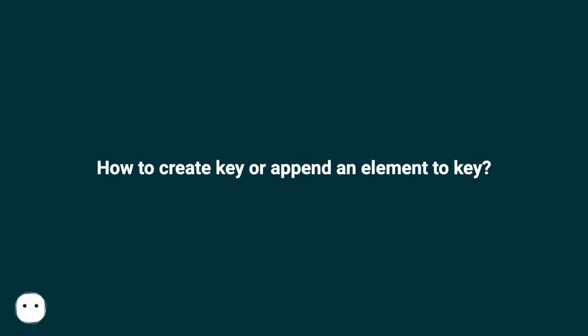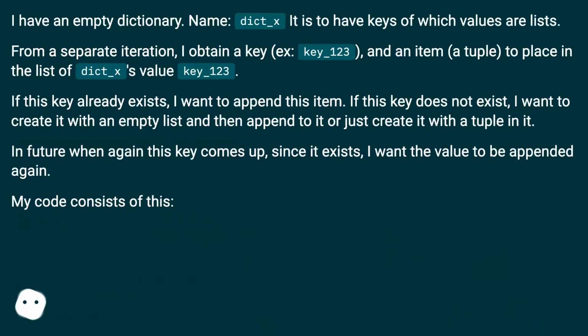How to create a key or append an element to a key. I have an empty dictionary named dict_x. It is to have keys whose values are lists.